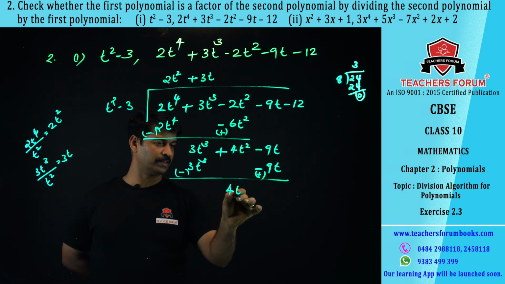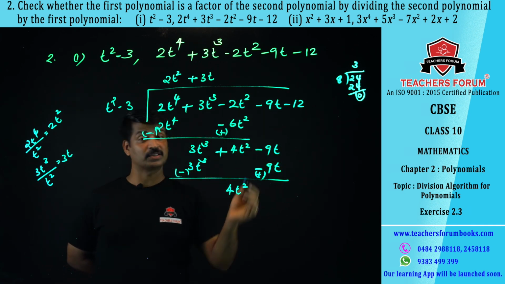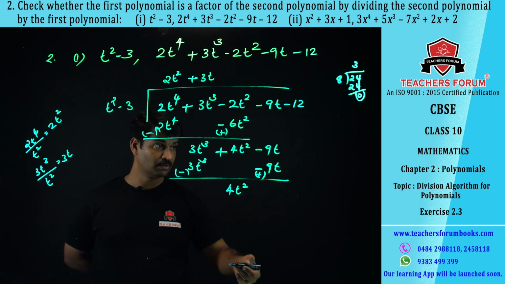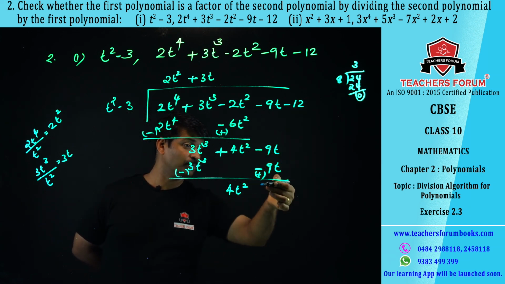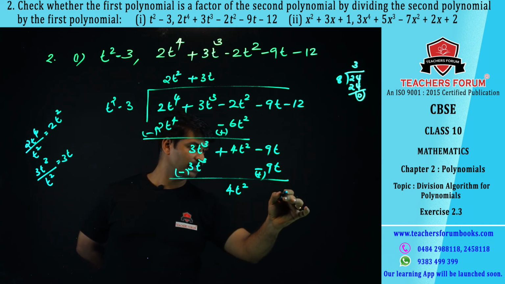Here 4t square. Minus 9t plus 9t becomes 0. Bring the next term here. It also becomes 0. Now bring the next term here, that is minus 12.